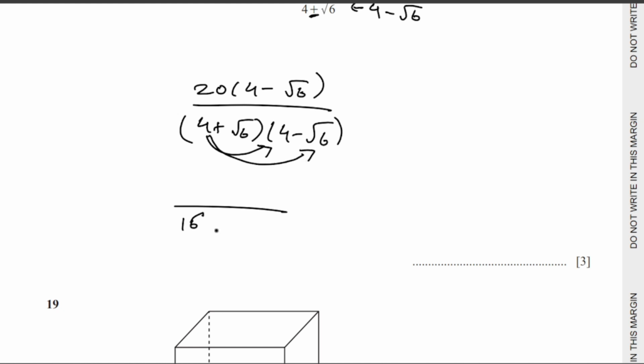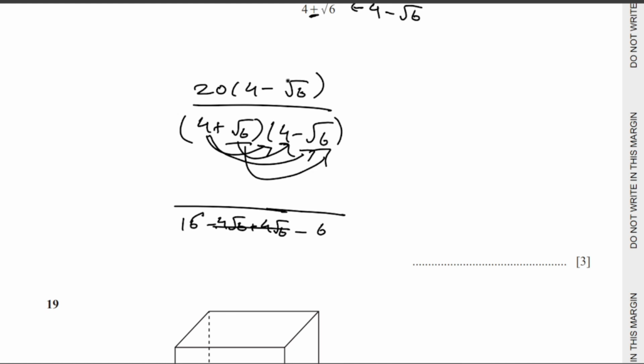4 times root 6 would be negative 4 root 6, right? Root 6 times 4 would be positive 4 root 6. And root 6 times negative root 6 would just equal negative 6, right? So these two cancel out and these two give us 10.